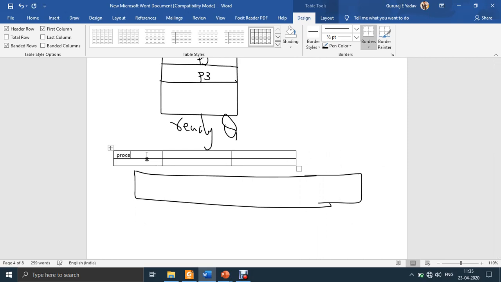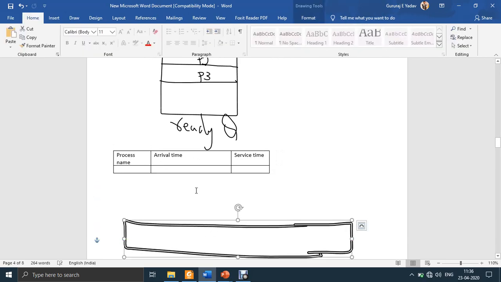The first column is process name, or just process. The next column is arrival time, so at what time they have arrived, and this is service time. What is the total service time they require to complete their operation? So this is the table you have to construct. Okay. So what is the process name? We'll come to this later.